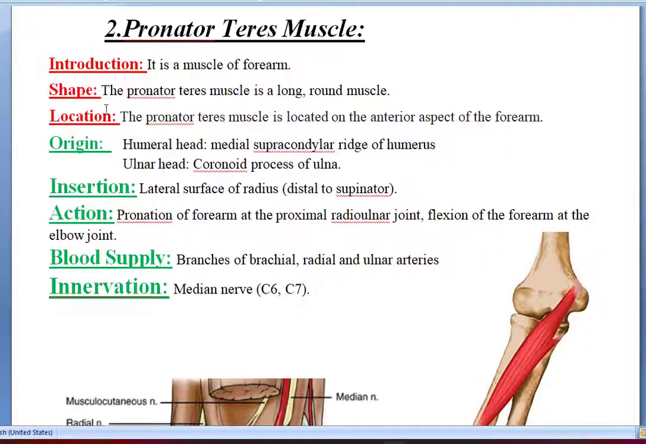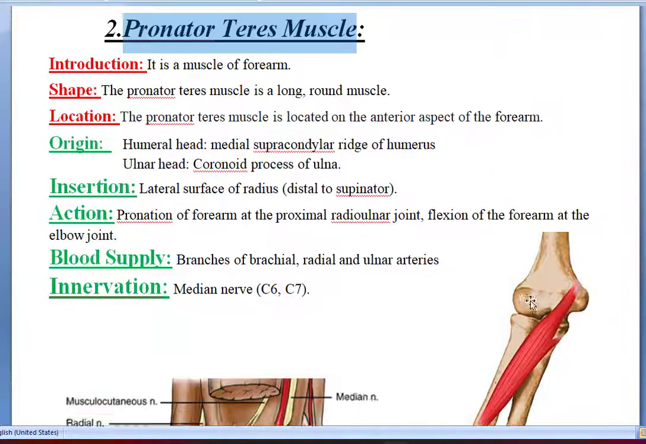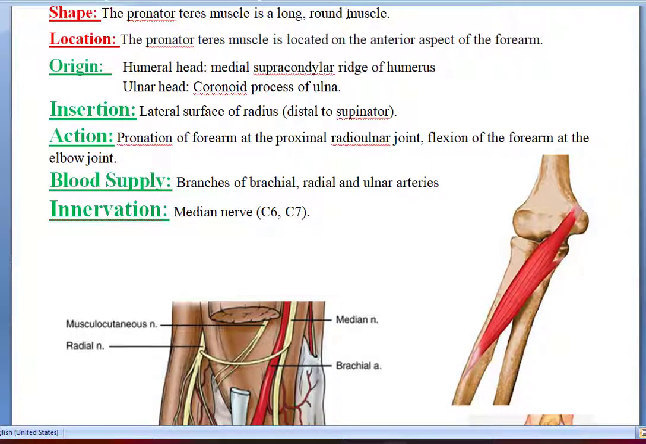Now, the second muscle is the pronator teres muscle. It is a muscle of the forearm, long and round in shape. The pronator teres is located in the anterior aspect of the forearm. It is the superficial muscle of the anterior compartment of your forearm.